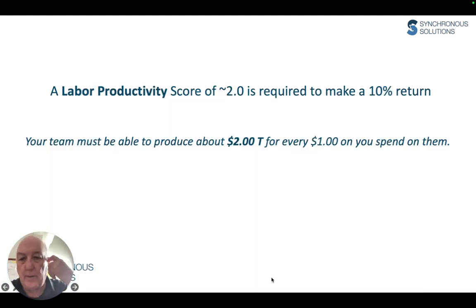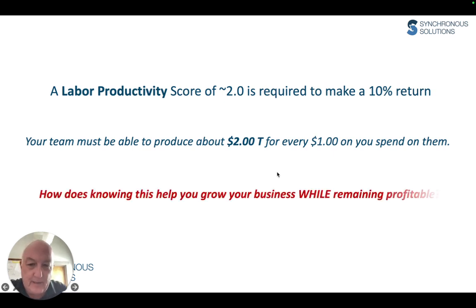All right. So a productivity score of roughly 2 is necessary for this business to make a 10% return on sales. So what does a score of 2.0 mean? It means your team must be able to produce about $2 of T-dollars for every dollar you spend on them. So, a good rule of thumb, you can look at how many T-dollars you have, divide it by 2, and that's how much money you can spend on employees. So, how does knowing this help you grow your business while remaining profitable? I'll leave you to ponder that.